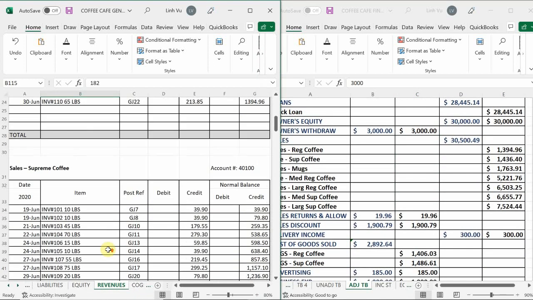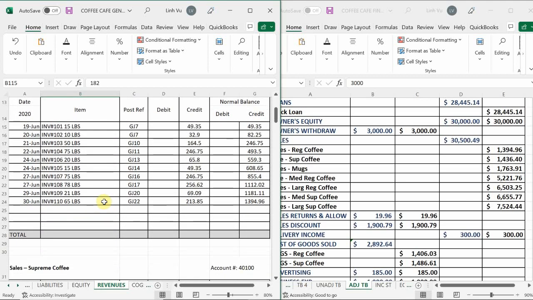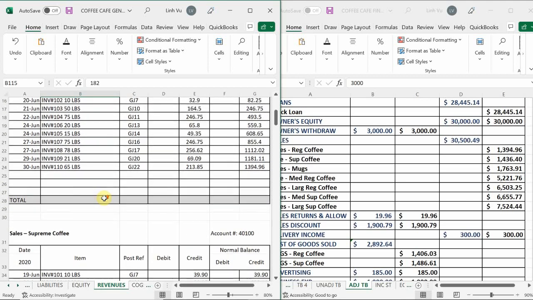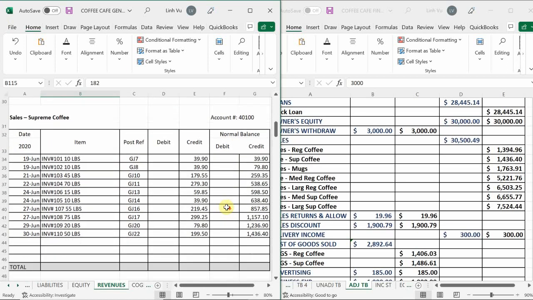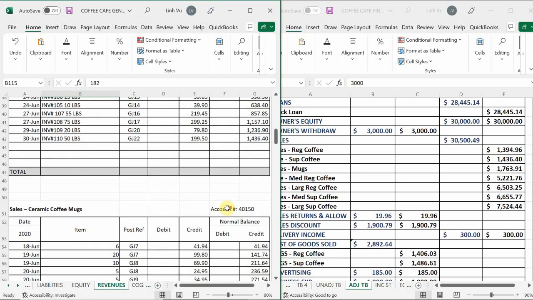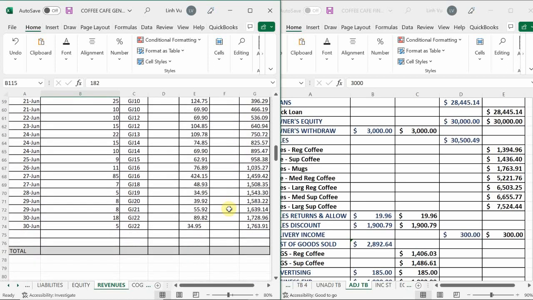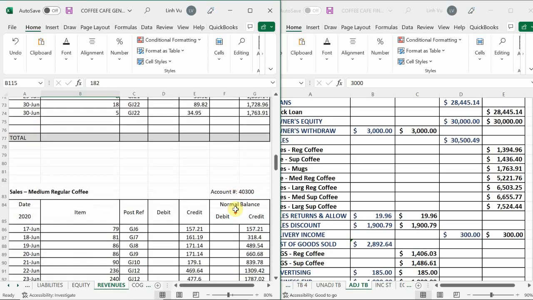Now we go to revenues. Any changes made to revenues? Let's see. Is my sales for the regular coffee still $13.94? Yes, it is. My Supreme coffee is still at $14.36. Okay. My ceramic coffee mugs is still at $17.63.